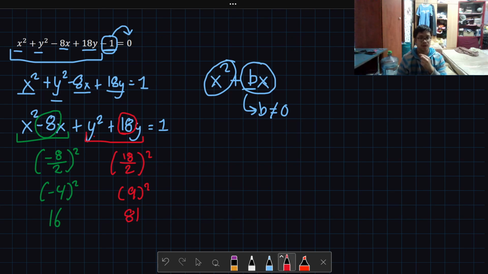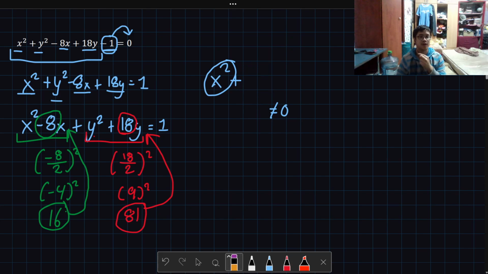So what we're going to do now is the results we have. Okay, let's start first with 16. We're going to put plus 16 minus 16 beside negative x. And for 81, we're going to put plus 81 minus 81 beside 18y. As a result, you will have x squared minus 8x.